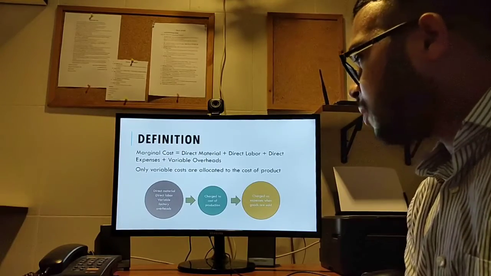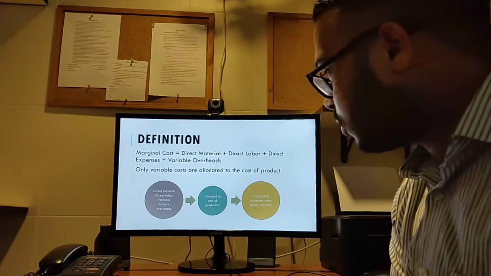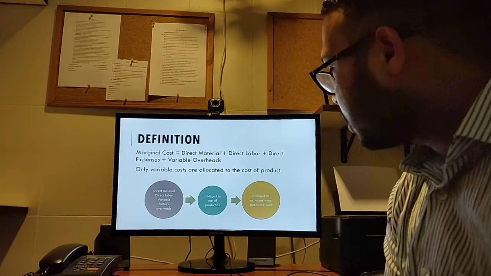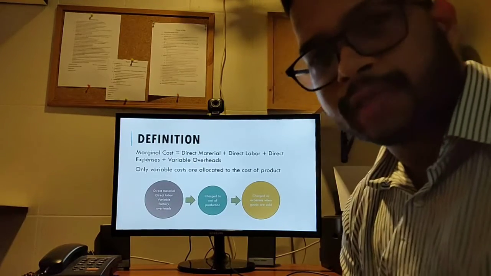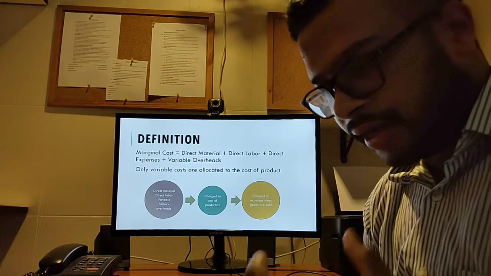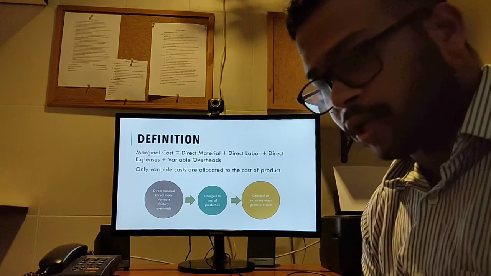Direct material, direct labor, factory overheads, all the variable costs, are charged to the cost of production, and that in turn is charged as an expense when goods are sold. So what does this mean? This basically means that all of these variable costs are taken and charged to the cost.